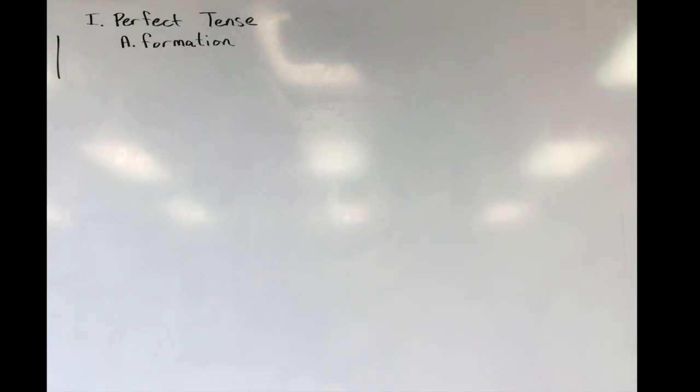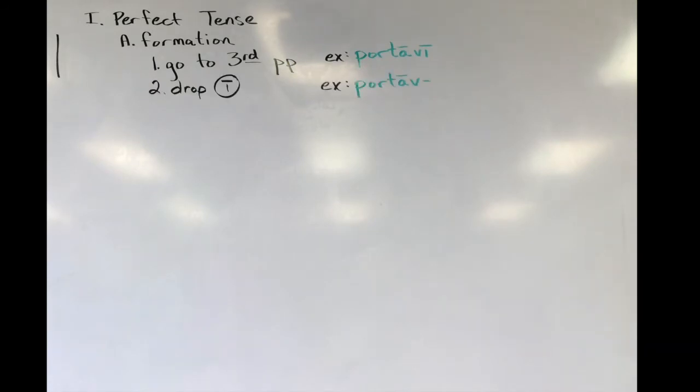Our first step is that we are going to go to the third principal part. So for instance, for the verb porto, the third principal part is portavi. Then we will drop the i for the stem. For instance, portav. That is now our perfect stem.